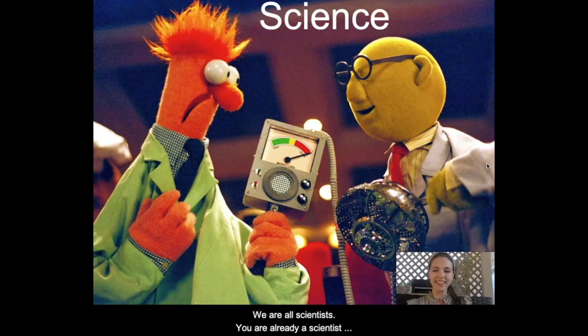You are already a scientist, just like Beaker and Bunsen here. You're always using the scientific method to figure things out in your everyday life. For example, you get home from work, you flip on the light switch in your living room, and you discover there's no light. Okay, why? You ask yourself, why is there no light? You have this observation, you make a hypothesis, and you test out your hypothesis.